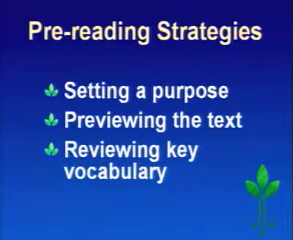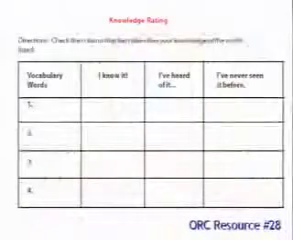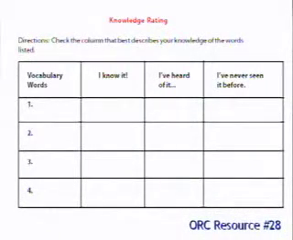The final strategy, I would say, is using a knowledge rating chart. And there's an example that can be found in the webcast mini collection. A knowledge rating chart allows students to access that prior knowledge and determine what their knowledge is of vocabulary concepts or general concepts around the information included in the reading.